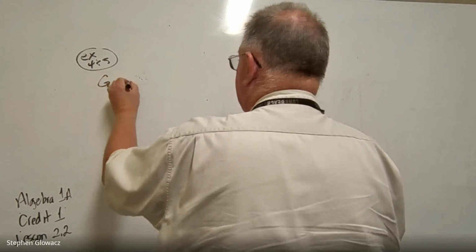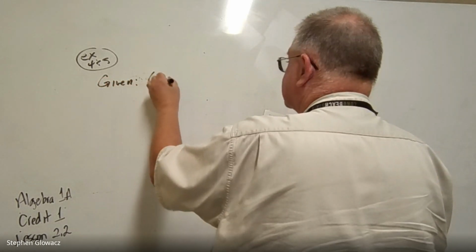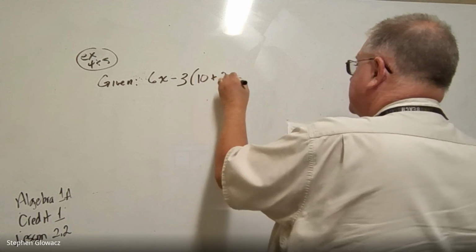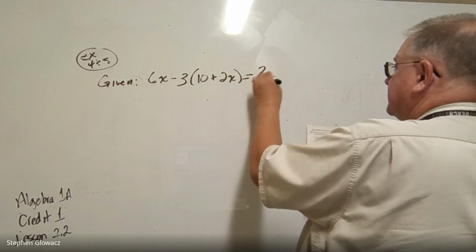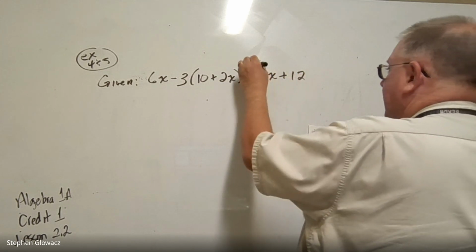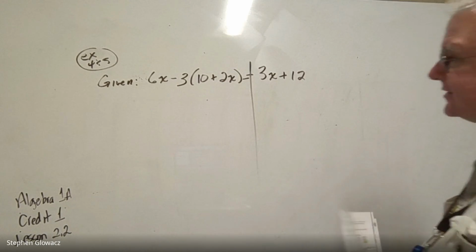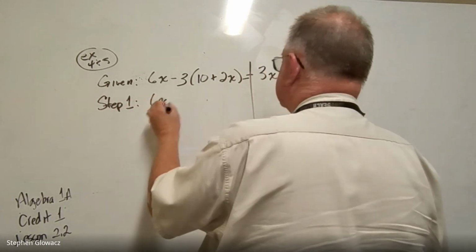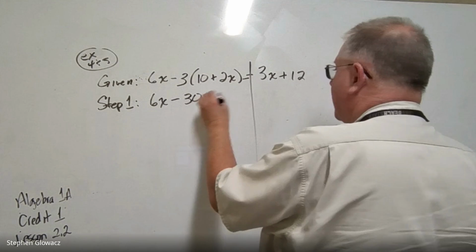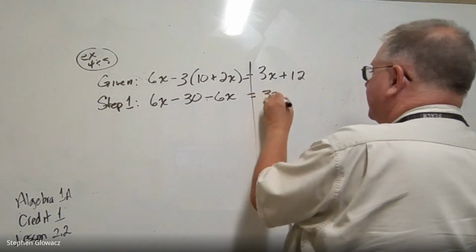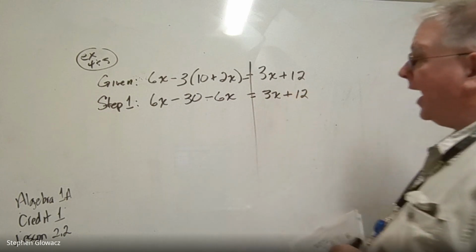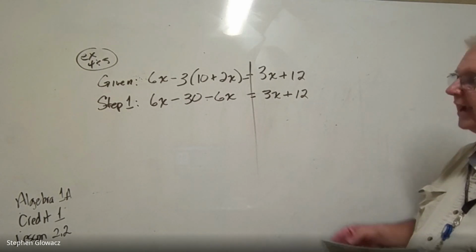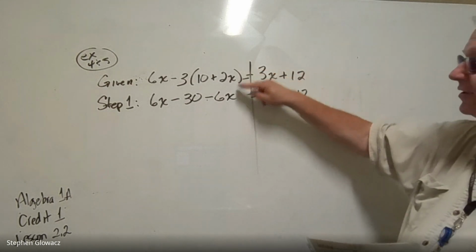We're given the equation 6x minus 3 times the quantity 10 plus 2x equals 3x plus 12. And so that's our given. Then in step 1, we have 6x minus 30 minus 6x equals 3x plus 12. We have to say what property was applied to go from the given to step 1.